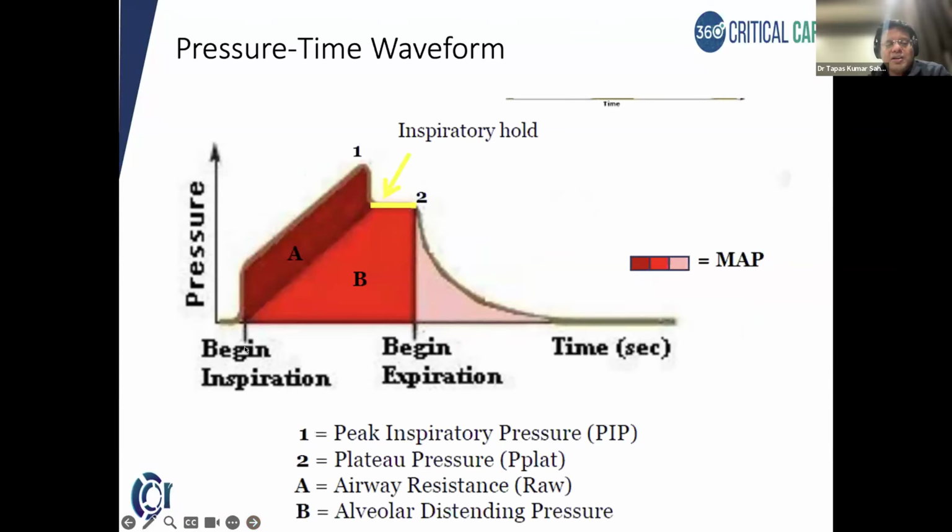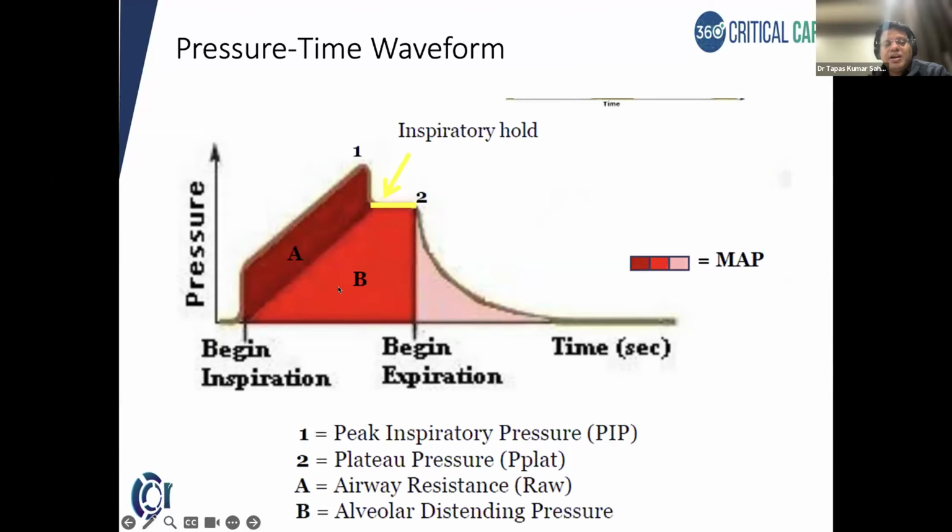Now, if you start here, you begin the inspiration. Here 1 is the peak inspiratory pressure, PEEP. Now, this part is the inspiratory, and you reach here at the end inspiratory pressure, the pressure which is named as plateau pressure, P plat. Now here the A and B, if you draw the line, the expiration happens here, and this is the expiration phase. Clear?